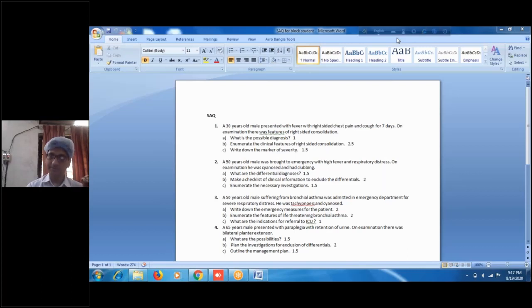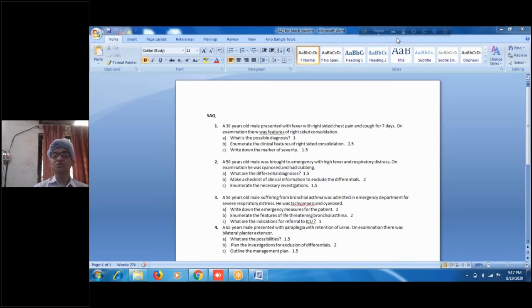I think you will remember my tips in writing the short answer question. Enumerate the clinical features of the right-sided consolidation. So the intention of the first question 1A is your analytical skill: how you can analyze the symptoms, how you can analyze the examination information to reach a diagnosis. This is to judge your analytical power.